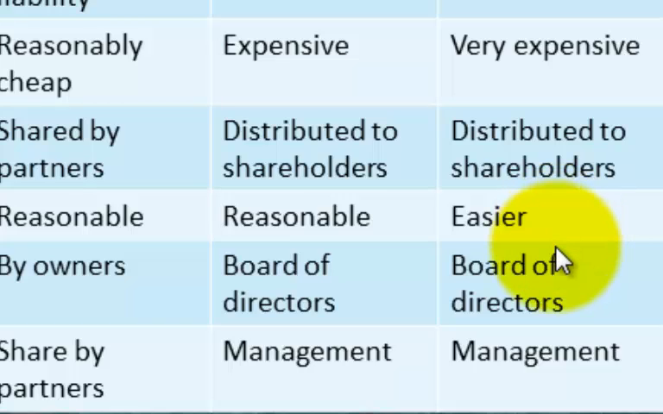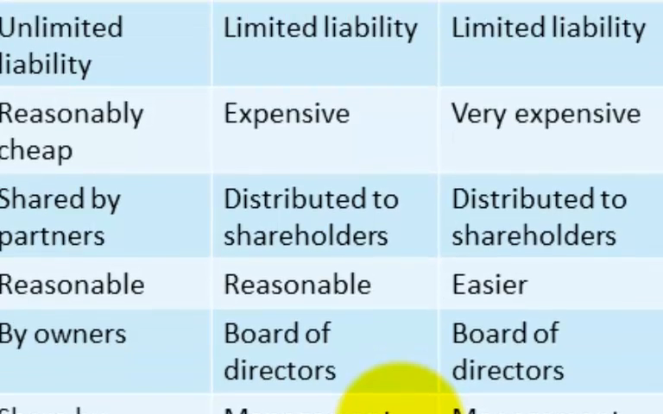The other thing that's different about companies is that you have a board of directors who are directly responsible to run the company, as well as the management. And the important thing to note here is that management and the board of directors are totally separate from the owners of the business. Now, that doesn't mean that directors and managers can't have shares in this company.